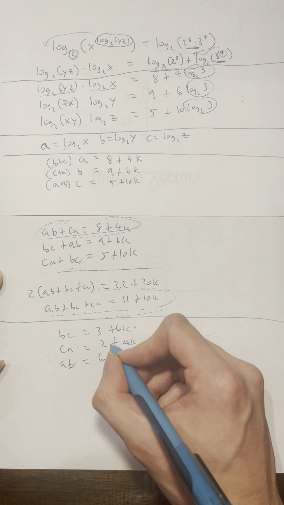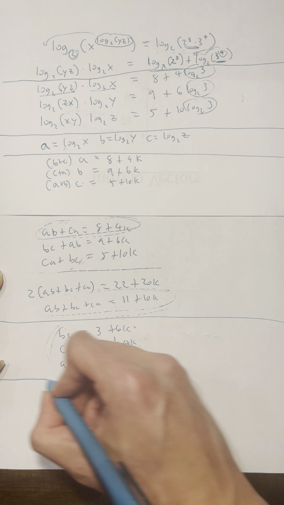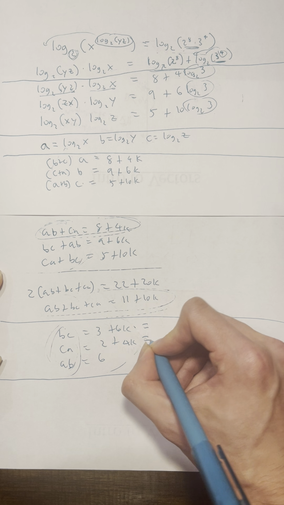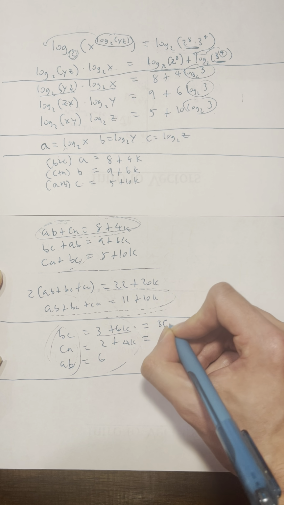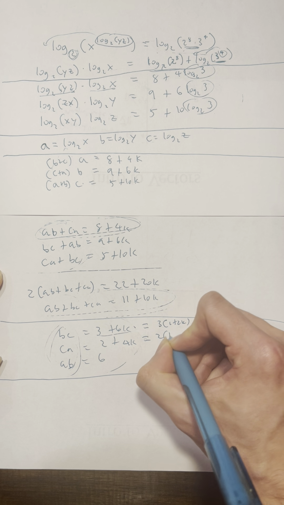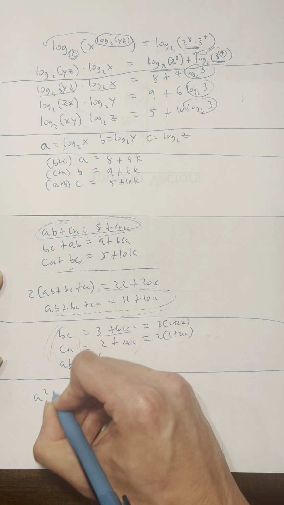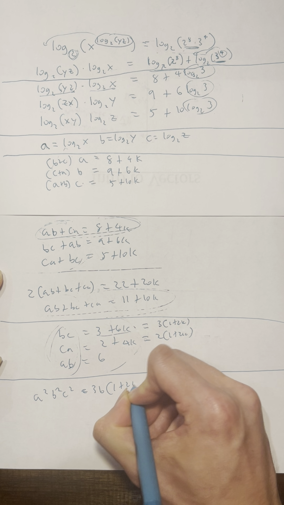But if you see a setup like this, you can multiply all the equations together and take the square roots. So let's go ahead and do that. But before we do that, since we're going to multiply and take the square root, it's probably a good idea to factor out here. Okay, let's go ahead and multiply. So it's going to be A squared B squared C squared is equal to 36 times 1 plus 2k squared.